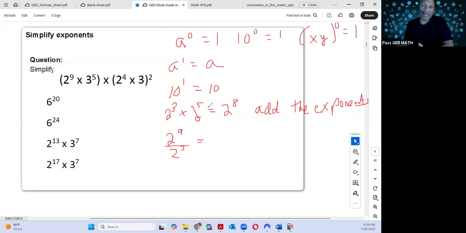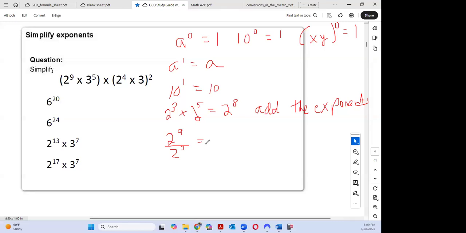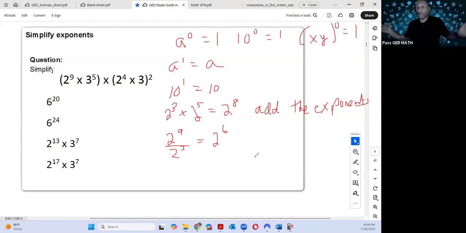All right, so 2 to the ninth divided by 2 to the third. When we multiply exponents with the same base, we add the exponents. What do you think we're going to do if we're dividing? Subtract. What's 9 minus 3? 6. That's it.